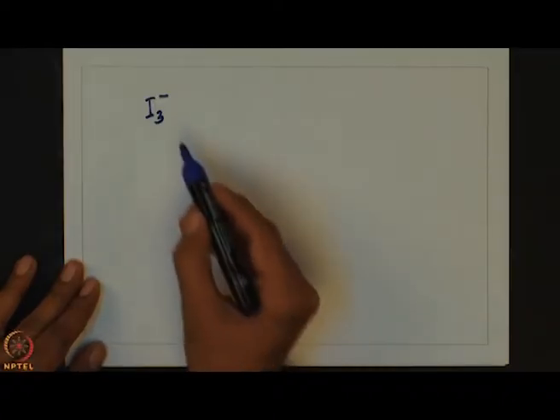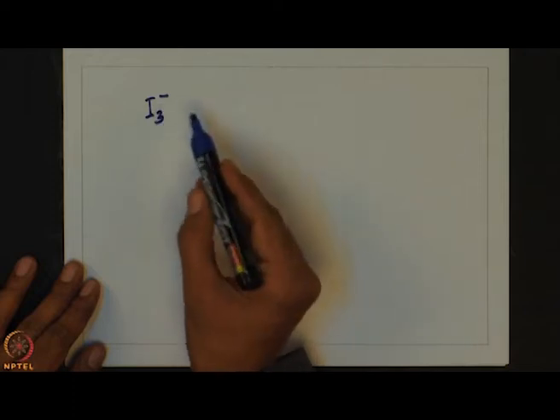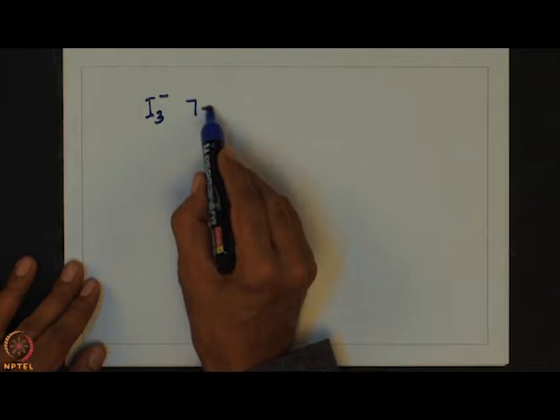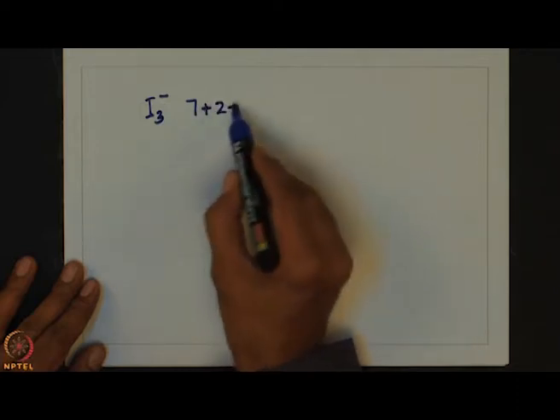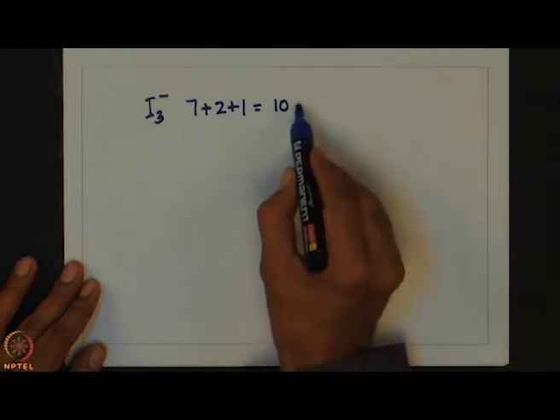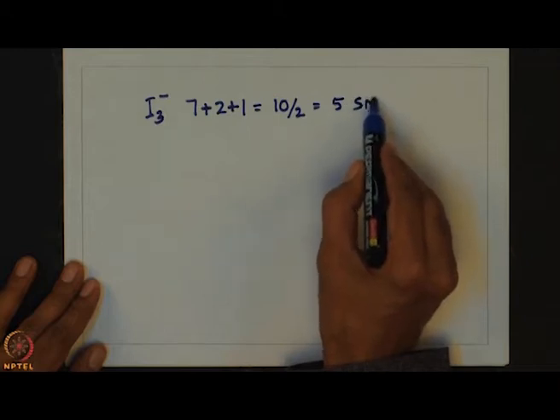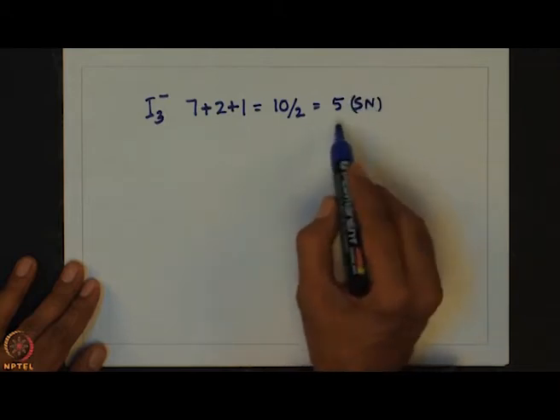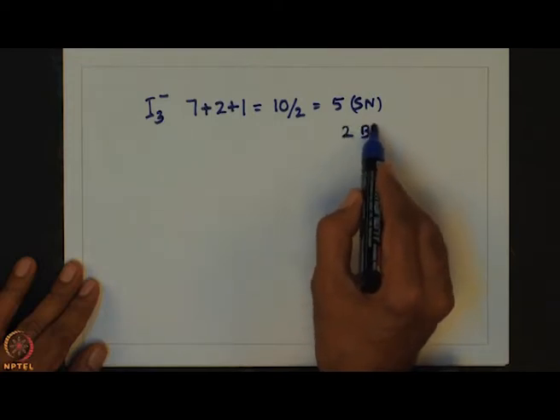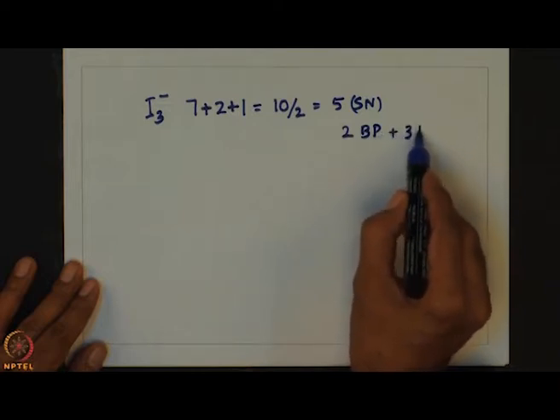So, in I3 minus, let us count electrons. We have 3 iodines and the central one will be one of the iodine. So, that will give 7 electrons and the remaining 2 iodines will give 1 electron each, and plus we have a negative charge. So, total again 10 electrons are there. 10 by 2 equals 5 is the steric number. So, here what we have is 2 bonded pairs because we have 2 I-I bonds, plus we have 3 lone pairs.